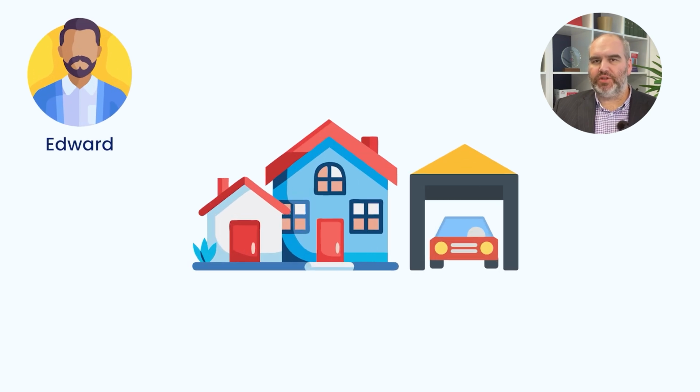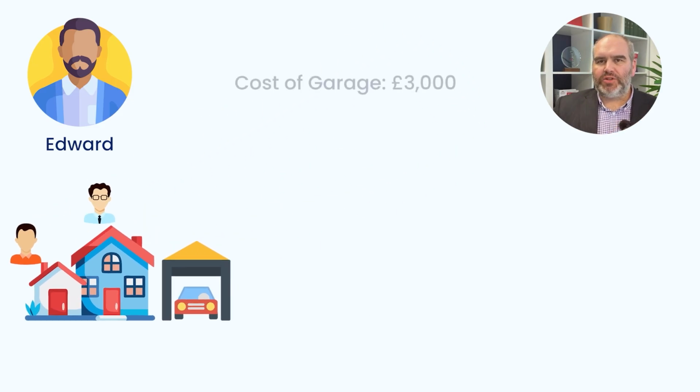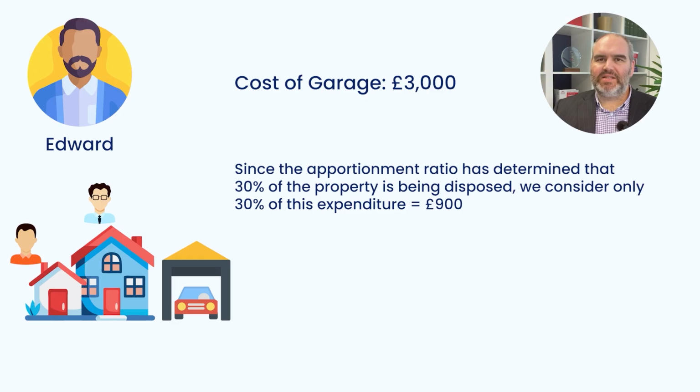So, for example, if Edward built a garage onto the side of the property for the use of the occupants in both the main house and the annex, and it costs £3,000, this would be considered an enhancement to the property that would increase the value of the asset. Since the apportionment ratio has been determined that 30% of the property is being disposed, we can consider only 30% of this expenditure, which is £900.